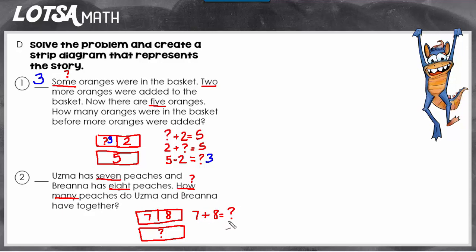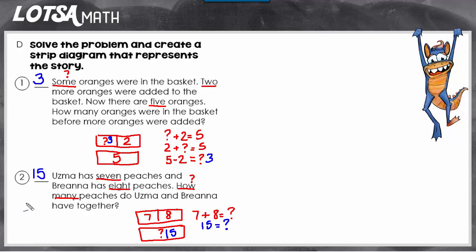This is already an easy equation to solve because the unknown is at the end all by itself. So all you have to do is solve 7 plus 8, which equals 15. So 15 equals the question mark. So the question mark is going to be 15. So now you've drawn a strip diagram and it's helped you to find the answer.